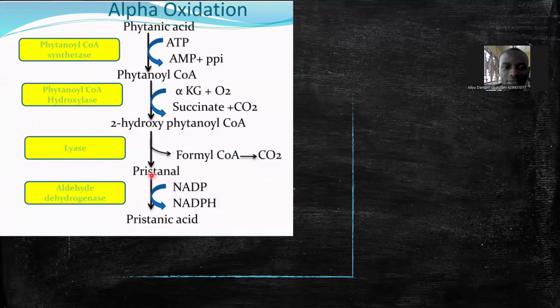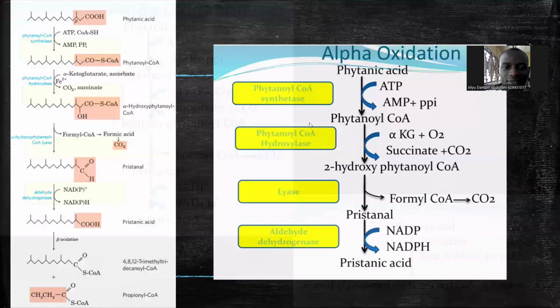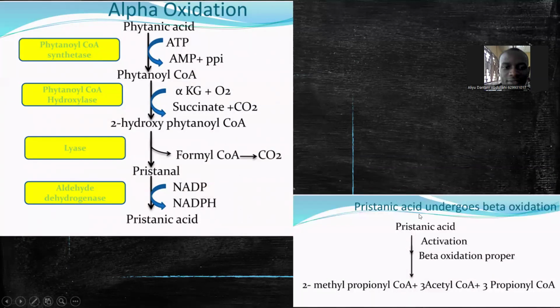There's always a balance, right? As pristanal is oxidized, something has to be reduced, right? So the coenzyme NADP is reduced to NADPH. So basically, you have your pristanic acid now. And the pristanic acid will now undergo beta oxidation.